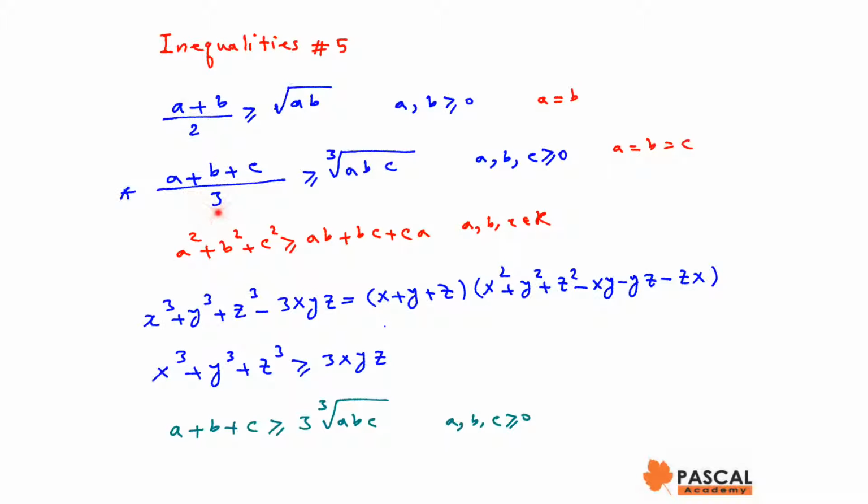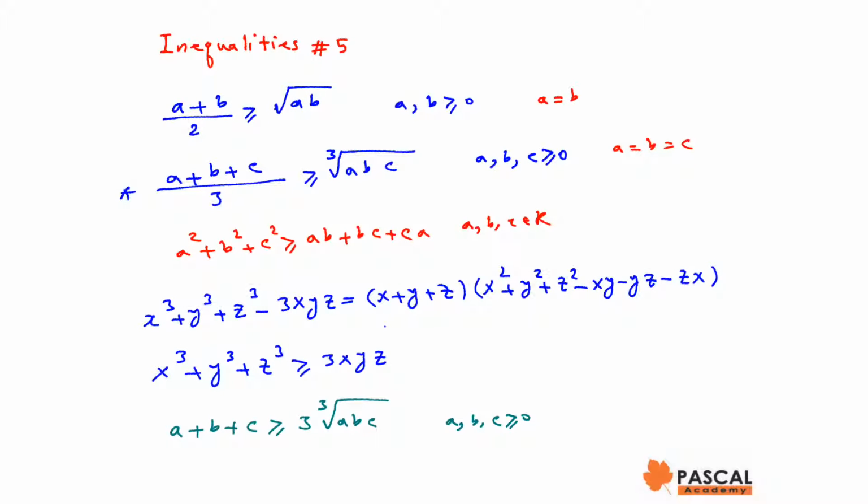In this lesson, first we prove the arithmetic geometric mean inequality for three non-negative real numbers, and then we use induction and prove it for n non-negative real numbers. We want to prove (a plus b plus c) divided by 3 is greater or equal than the cube root of abc when a, b, and c are greater or equal than 0, and equality holds when a, b, and c are equal.